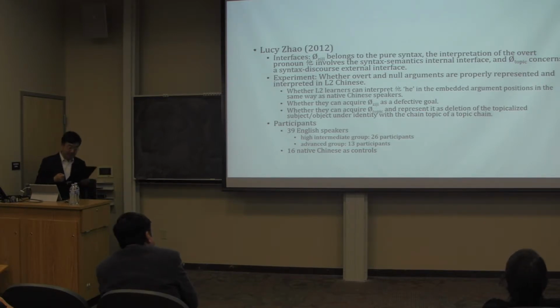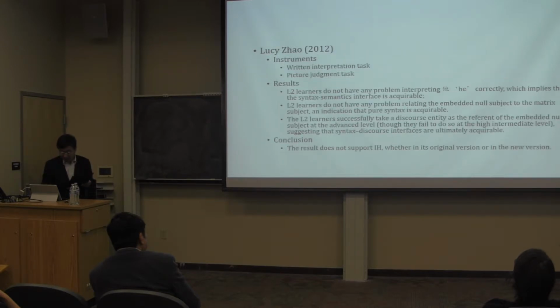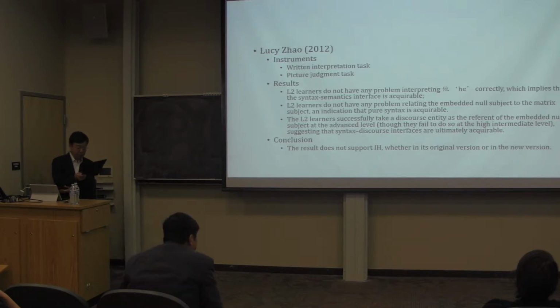So participants in the experiment include 39 English speakers who are classified into a high intermediate group and an advanced group, and 16 native Chinese form the control group. The three experimental groups differ significantly in their Chinese proficiency, which means that the advanced group are not quite near native learners. Instruments of the experiment include a written interpretation task and a picture judgment task.